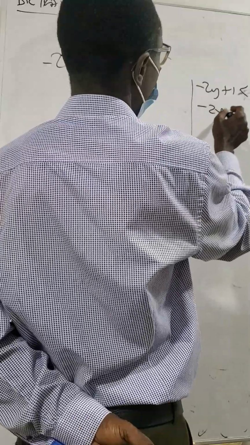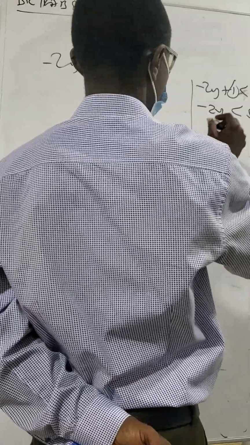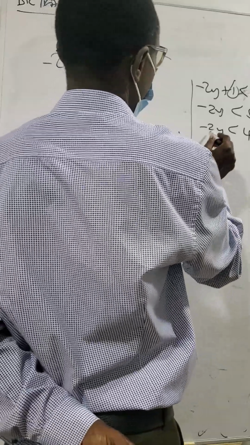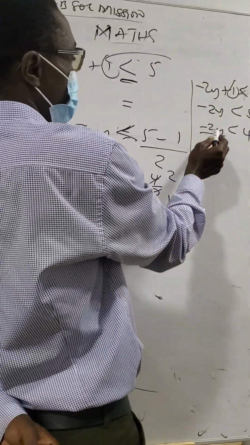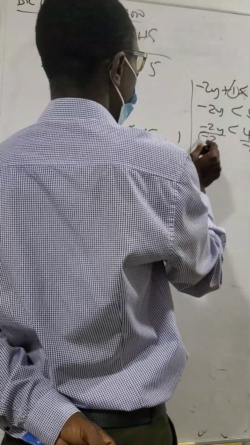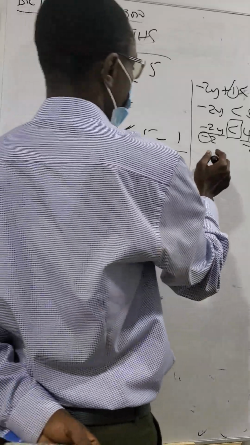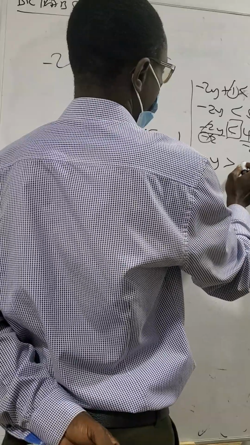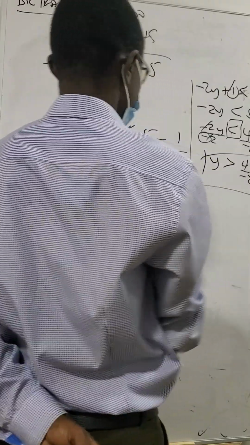In this case, we are going to have minus 2y is less than 5, and this is crossing, it's plus, so it becomes minus 1. So we get minus 2y is less than 4. Now we want y alone, so we need to divide here by minus 2 and divide here by minus 2. But immediately you divide by a negative number, the sign reverses to its opposite. So y becomes greater than, instead of less than, 4 over minus 2, which is negative 2. And this becomes the answer.